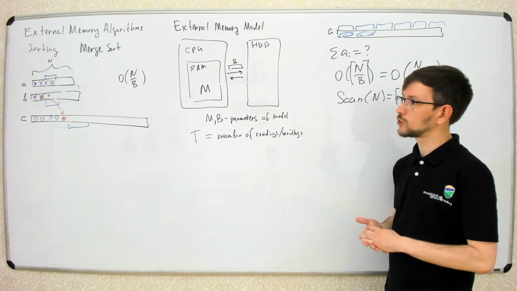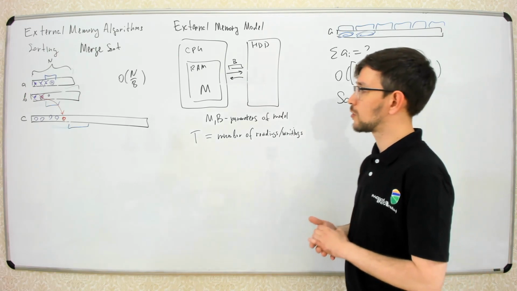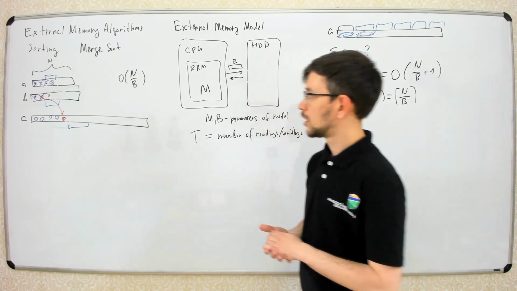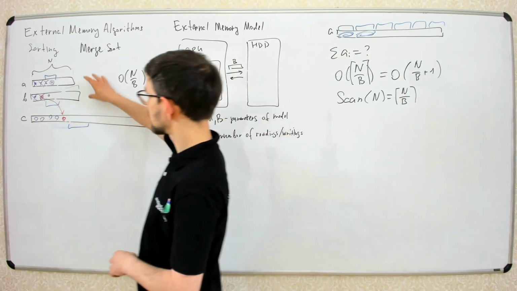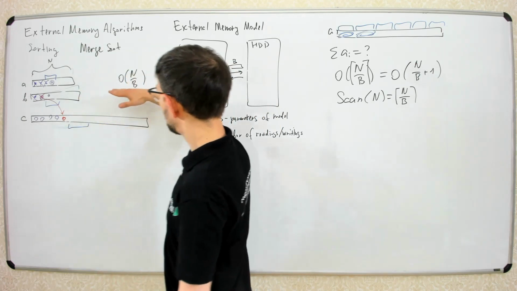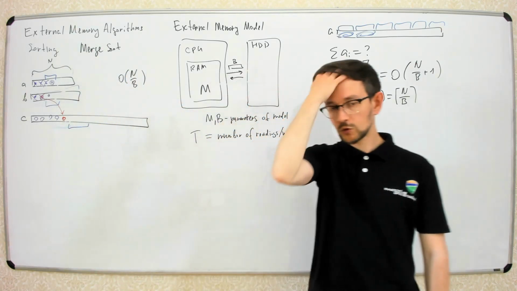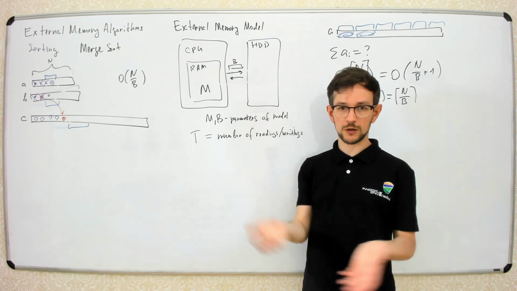So what will be the total time complexity? The total time complexity of the whole algorithm. If we can merge two arrays into a single array in this time, what will be the total time of the whole sorting algorithm?